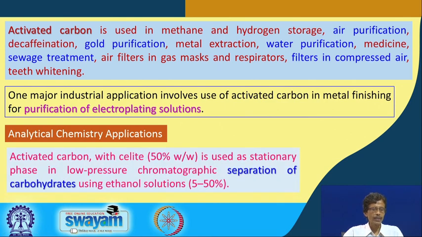One such use is when this carbon is combined with celite. Celite is also a filtering material or filtering substrate, a clay-like material. If we mix celite and activated carbon as a 50% weight by weight mixture, it can be used as a stationary phase. That is used as the stationary phase for low pressure chromatographic separation of carbohydrates.